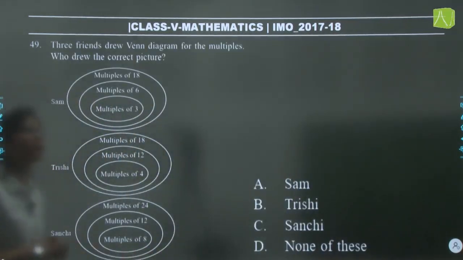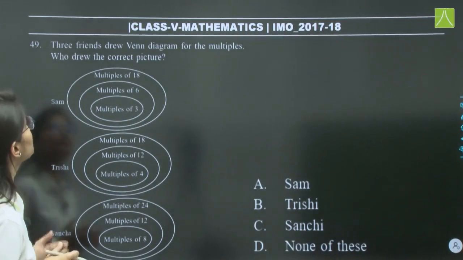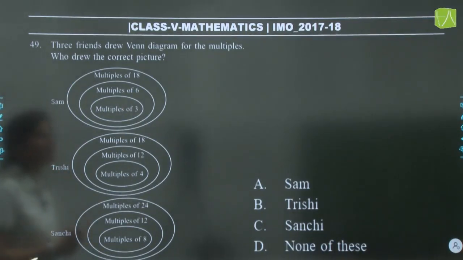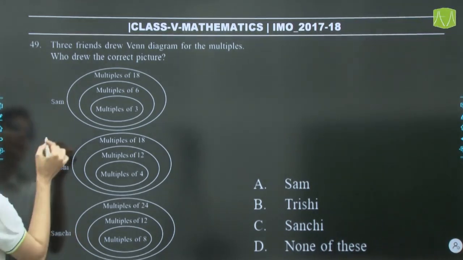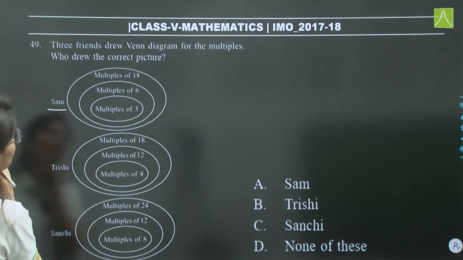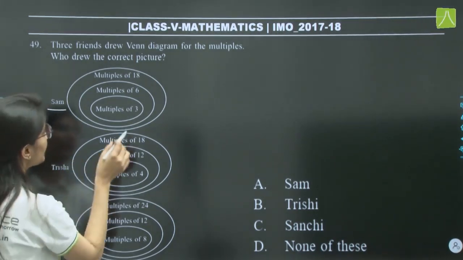Three friends drew a Venn diagram for the multiples. Who drew the correct picture? So we have to check the three diagrams and find out which is the correct one. If you look at the Venn diagram of Sam, see multiples of 18 inside multiples of 6 and then multiples of 3.